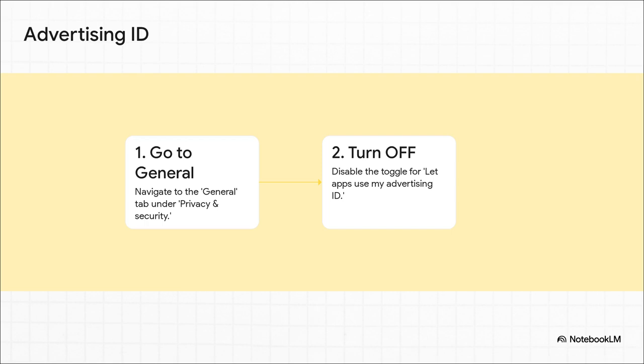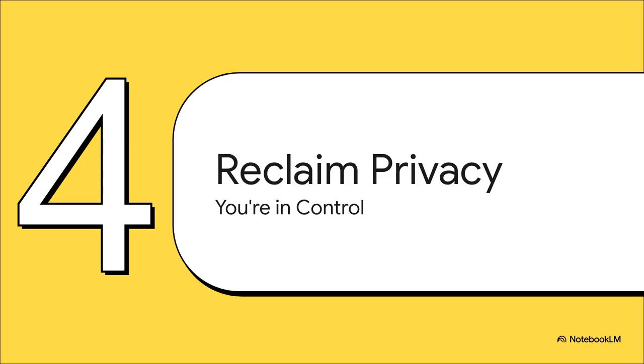Okay, now for a really big one. Your advertising ID. This is basically a unique code for your device that apps use to track you and show you personalized ads. To shut this down, go to the General tab under Privacy and Security. You'll see a bunch of toggles. The most important one is for the advertising ID, but honestly, I'd just turn them all off. Can't hurt. And that's pretty much it.